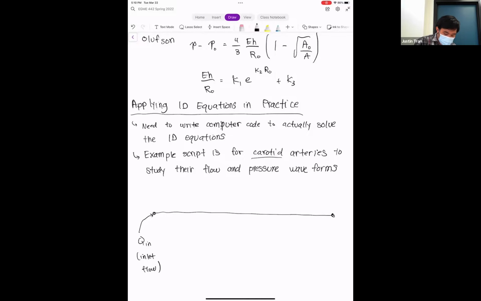Right. And so think back to when we did our lumped parameter models. There were times when we applied a flow rate at the inlet. And so what this describes is the amount of flow that's coming into the vessel.